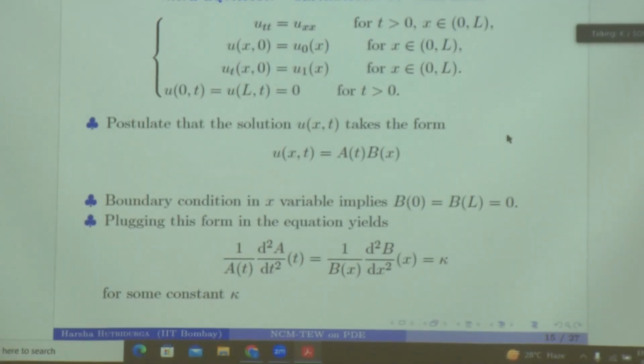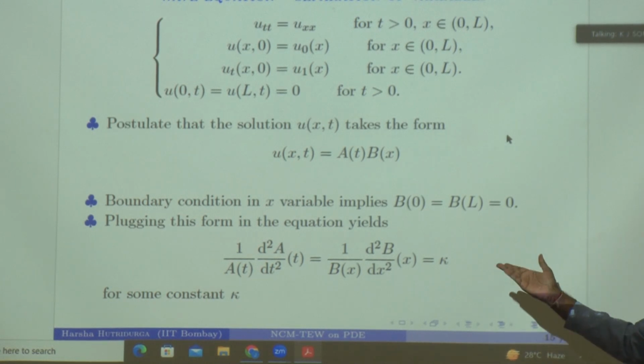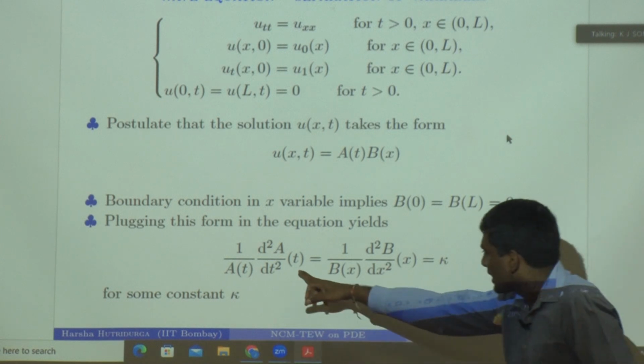So when I take a of t times b of x and differentiate it twice, I simply get a double prime of t times b of x, because this derivative does not see b. And on the right hand side, similarly, that derivative in x does not see a. So a of t times b double prime of x. And then you divide by a b, and this is just rearranging, you get this.